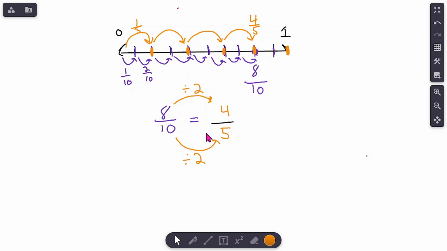My challenge to you is to practice some of these on your own. Grab a whiteboard, pencil, paper, something like that. Write down the fraction 9/10. Write down the fraction 1/3. See if you can create equivalent fractions. The more you practice, the better you are going to get.